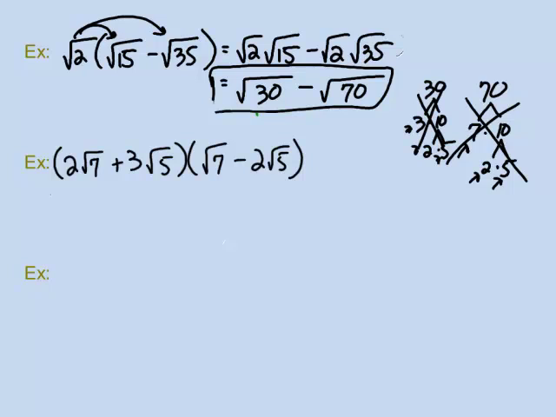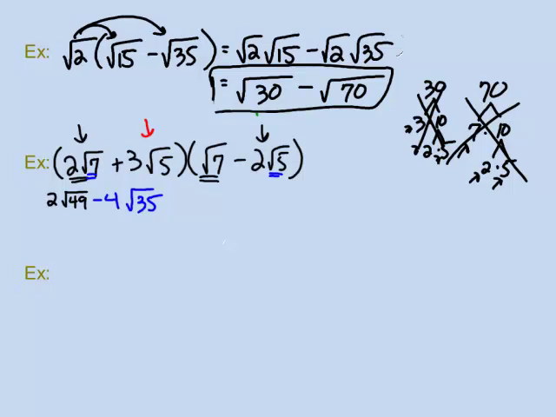So if we multiply our first two terms together, we get 2 square root of 7 times square root of 7, which will be 2 times the square root of 49, or 2 times the square root of 7 squared. Our outer product will be 2 times the square root of 7 times minus 2 square root of 5. 2 times 2 is 4, but because of the subtraction, we end up with a negative 4. And then square root of 7 and square root of 5 gives us square root of 35.